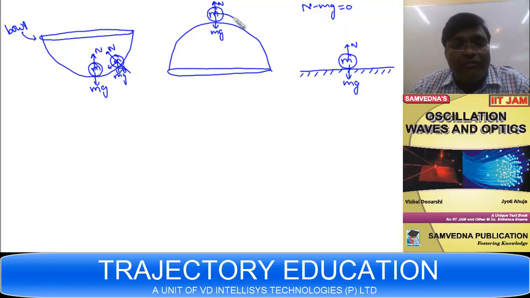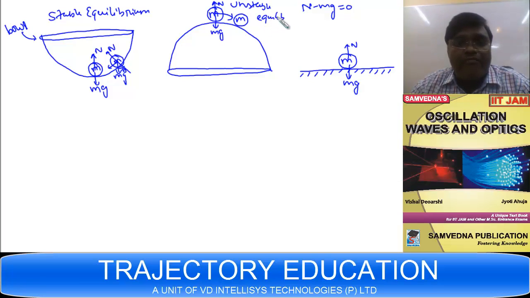Whereas over here, if we displace the particle to this point, the particle does not have any tendency to regain its equilibrium position. The body will go away. It has a tendency to go away from the equilibrium. Here it has a tendency to come back to its equilibrium position. So this is stable equilibrium. This equilibrium is said to be stable. This is unstable equilibrium.